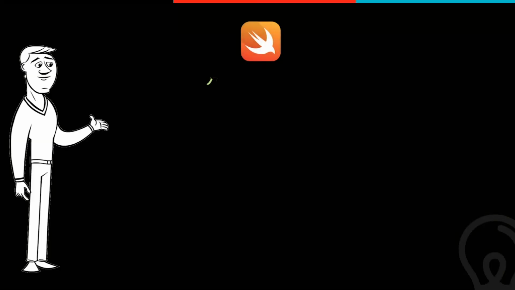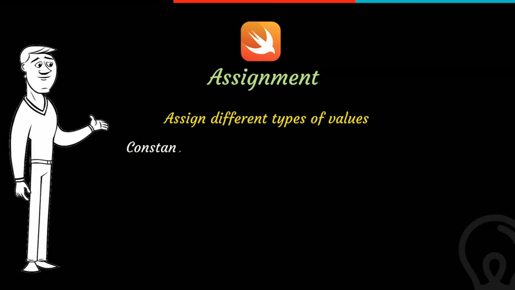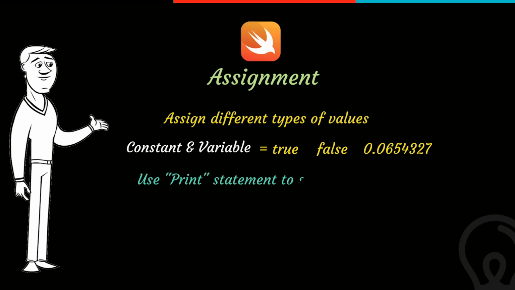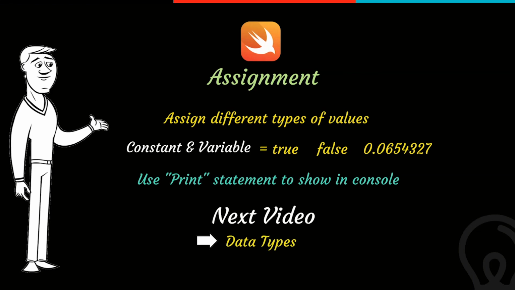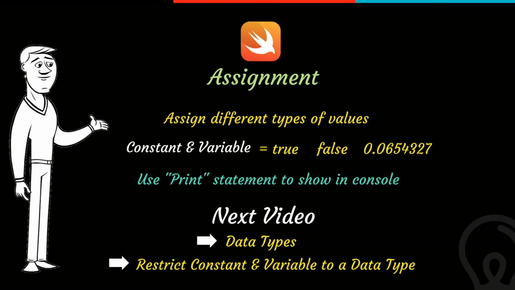For you guys, let me give you a short assignment. Try to assign different types of values in a constant and variable, like true, false, and fraction values. Print out those constants and variables in the console and see what happens. In the next video, we'll cover different data types and how we can restrict a constant and variable to hold a specific type of data.